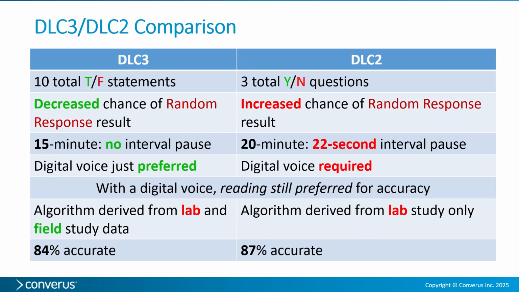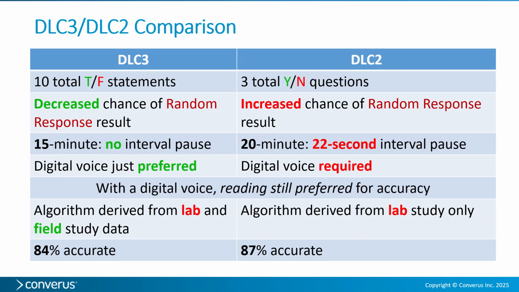A random response result is discussed more in the administrator training, but is basically when a certain percentage of responses are unexpected or confessing to guilt, instead of affirming innocence. With only 3 questions in DLC2, the chance of reaching this percentage is increased because there are so few total questions. In DLC3, it is less likely because there are more total questions. DLC3 tests are shorter because there's no 22-second pause in between every test question.